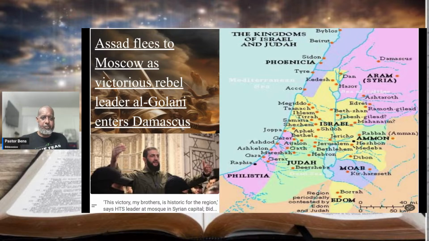Watch this, guys. Listen, look at this. Look at this little writing under here. "This victory, my brothers, is historic for the region," says the HTS leader at mosque in Syrian capital. So the capital of Syria is Damascus. It's been taken down. Watch this now. Notice what he says. The leader at the mosque.